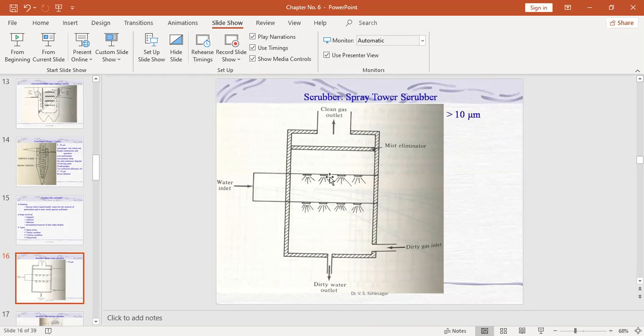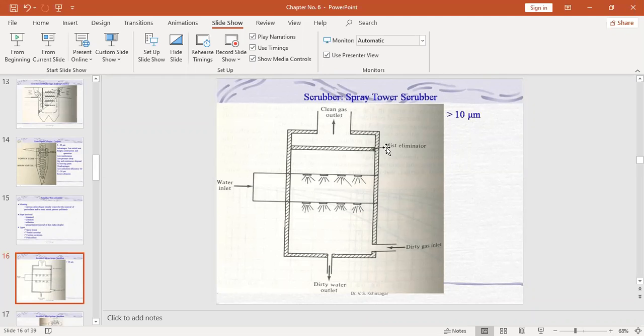So when gas is moving in an upward direction, that water is sprinkling on that gas, and those water droplets will attach to the particles and impurities present in the gas, and along with the water droplet, they will also drop down at the bottom, and from the bottom you can remove it, and the clean gas will go out through the outlet constructed at the top. Okay, so this is the way the scrubber works. So this is the first type of scrubber, that is spray tower scrubber.